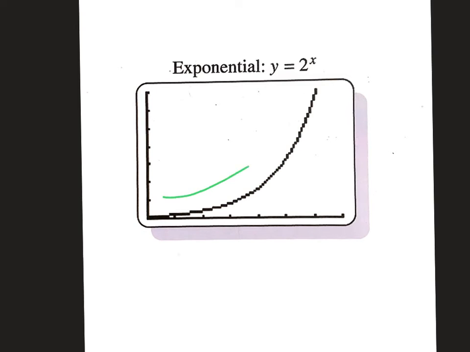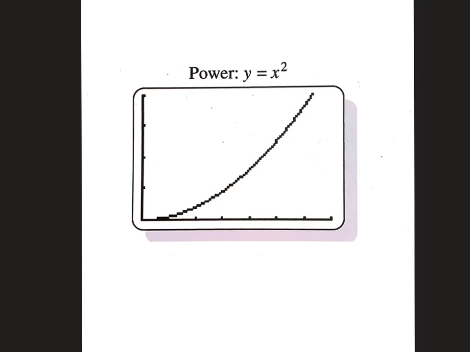Exponential is quick growth. A lot of people say the coronavirus right now is growing exponentially, which it is. It grows up, up, up, up, and then eventually it will flatten out, which causes it to be called logistic, but we're not going there. Exponential. And the last one is power.